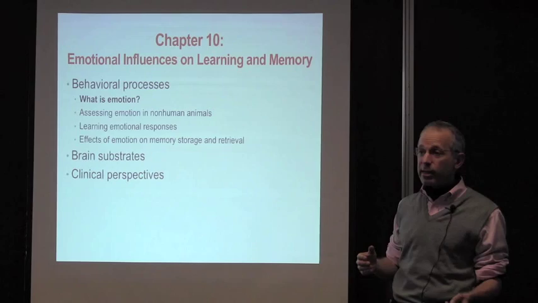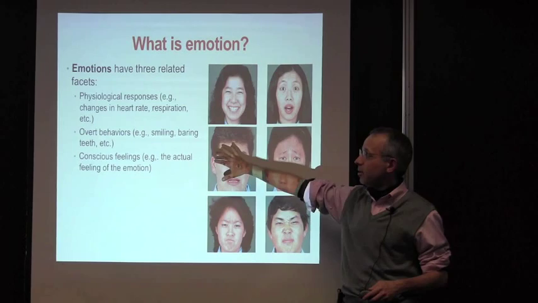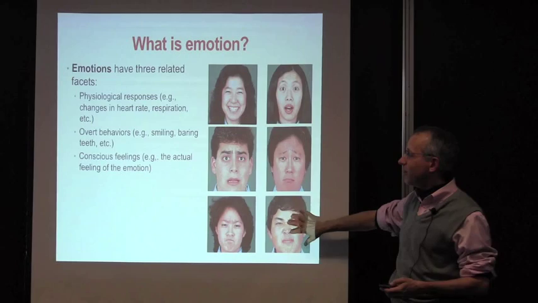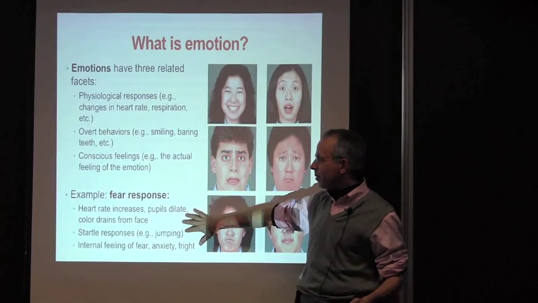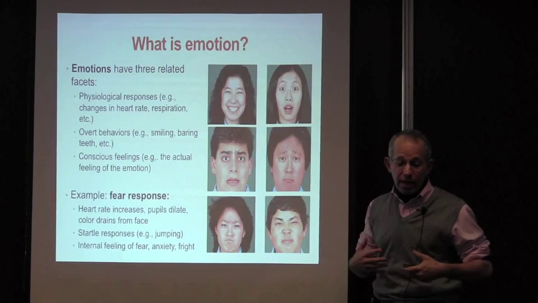So emotion has three related facets. And we can see here a variety of emotions. There are physiological responses, which are changes in heart rate, respiration, which you can't see, and overt responses, which is the smiling, the baring of teeth. I won't ask all of you to imitate your favorite emotion. In terms of the physiological responses, some examples from a fear response would be heart rate increases, pupils dilate, startle response or jumping is an overt behavior, and an internal feeling of fear, of anxiety, or need to flee.